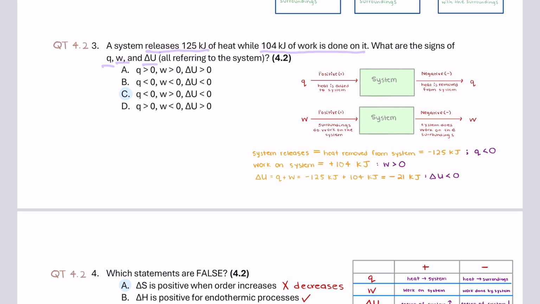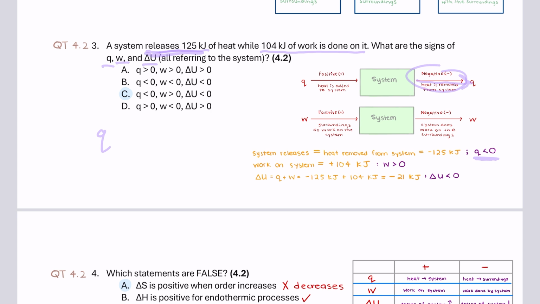Let's start with figuring out the assignment for heat, labeled as lowercase q. It states that the system releases heat. That means heat is leaving the system and entering the surroundings. In thermodynamics, when heat is leaving the system, we assign that a negative sign. So Q is going to be less than 0.